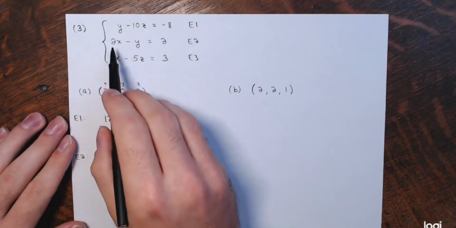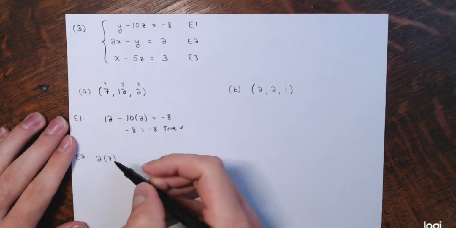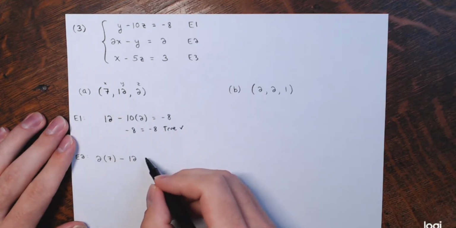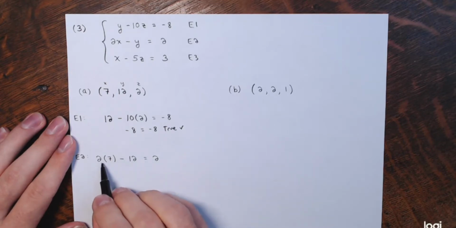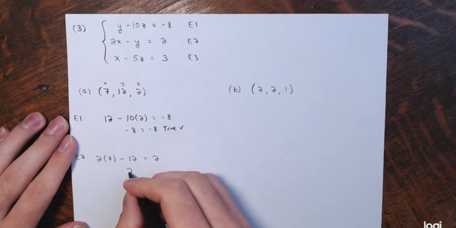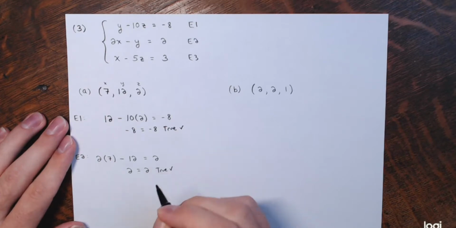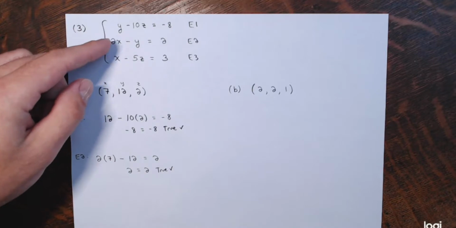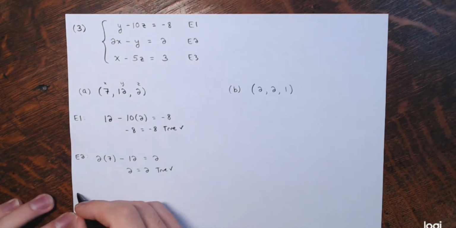In equation 2, you're taking 2 times the x coordinate, right? So 2 times 7 minus the y coordinate, so minus 12, and saying, is that equal to positive 2? Well, yes it is, right? 14 minus 12 is indeed 2. All right, so far so good still. This ordered triple is a solution of equation 1 and equation 2, but in order to be a solution of the system, it has to also be a solution of equation 3.